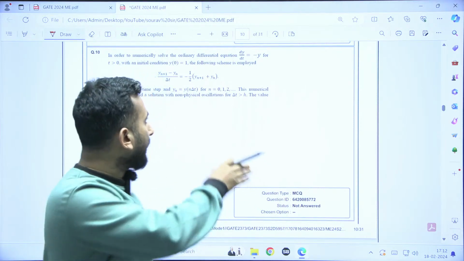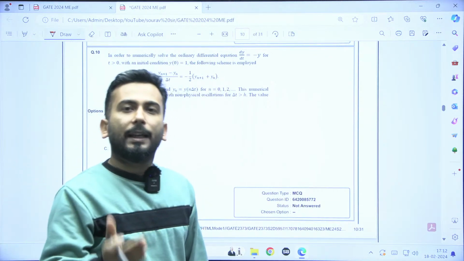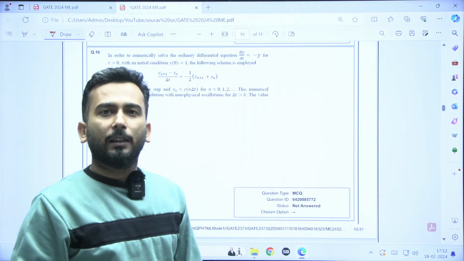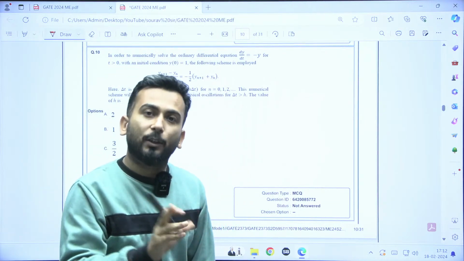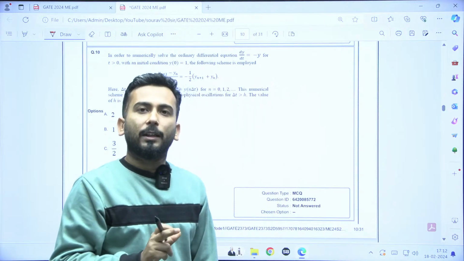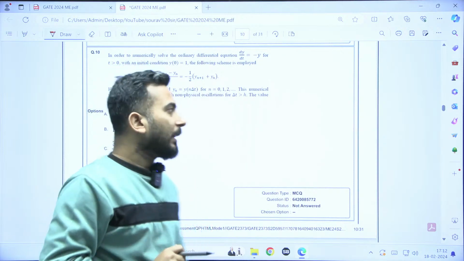But questions are coming repeatedly from the last 3 years. I am observing questions based on the time step are coming. So what is the thing? The thing is that particularly don't neglect numerical methods, and out of that also the solution to ODE part is becoming very, very important.